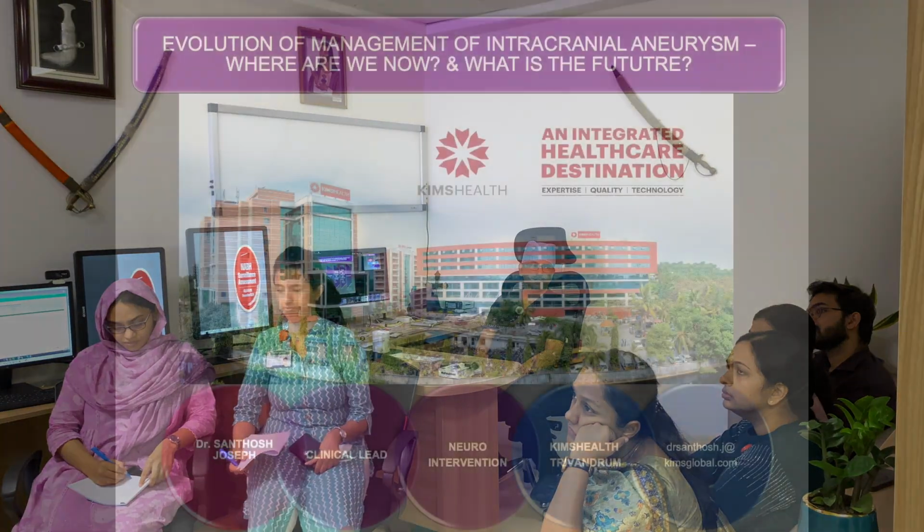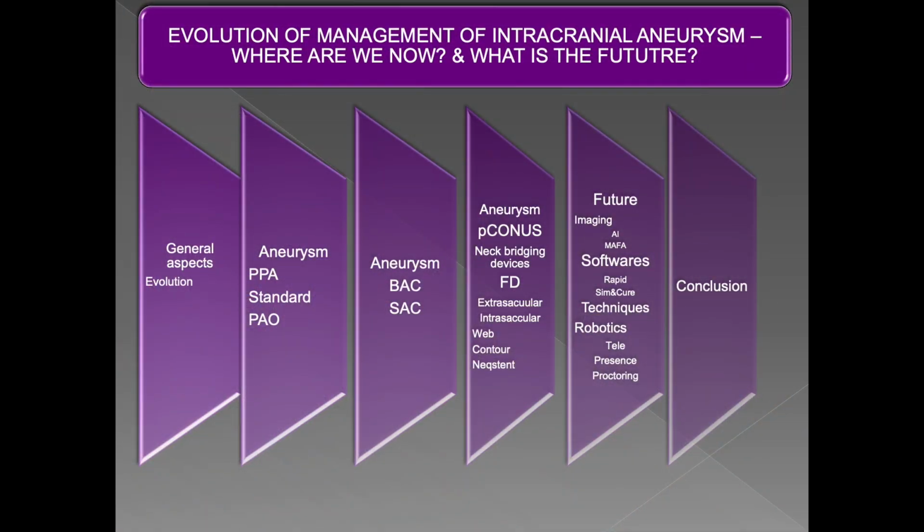There are two techniques: primary parent artery preservation and parent artery occlusion. Then we have standard aneurysm endovascular treatment. Then there are assistive devices: balloon assisted coiling, called BAC, and stent assisted coiling. Then the other things are called neck bridging devices, PCONs, FD.